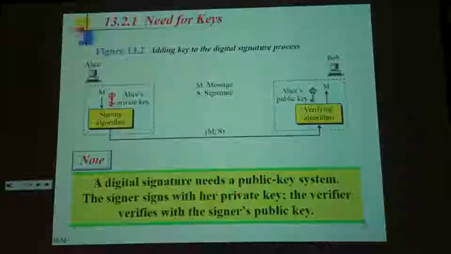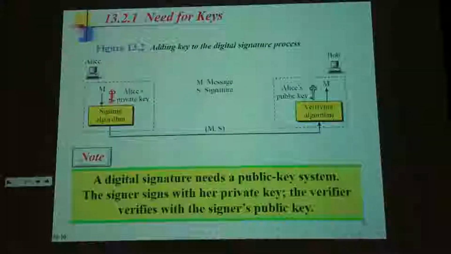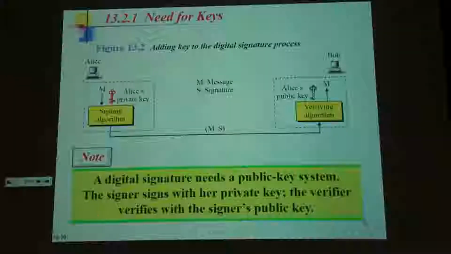So a digital signature needs a public key system, an asymmetric system. Okay. The signer signs with her private key. The verifier verifies with the signer's public key. So we start with the private key of the sender, and we verify it with the public key of the sender. Again, for privacy, we did not use the sender's pair. We used the receiver's pair, right?